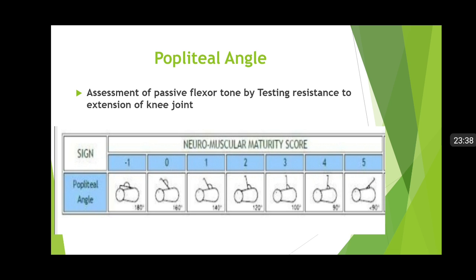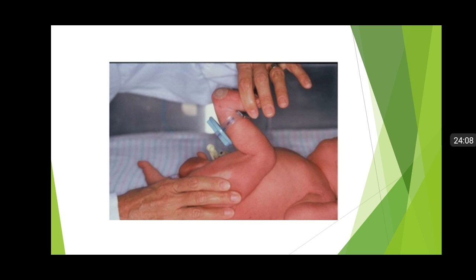That's why in scoring, you can see that the score is 5 when the popliteal angle is less than 90. Score is 4 when it is 90. When it is around 100, then the score is 3, and when it is 120, it is 2. Likewise, if it is around 180, there is no resistance of the flexors of the knee towards extension of the knee, then the score is -1. So this is all about popliteal angle.